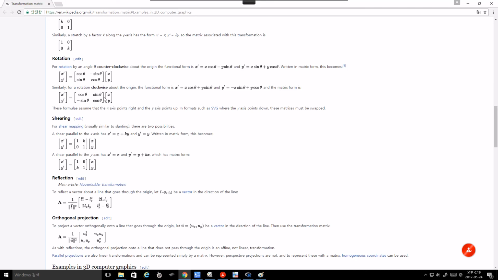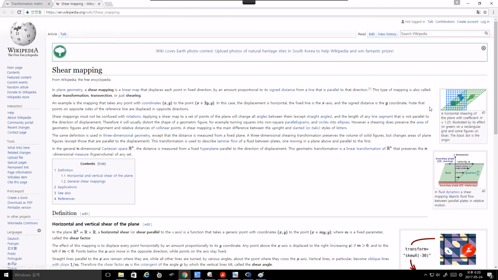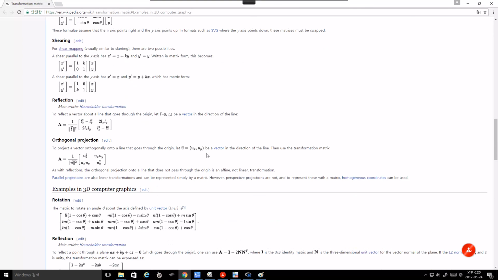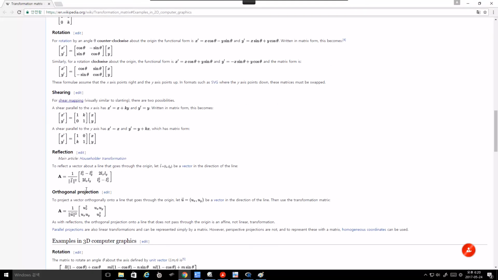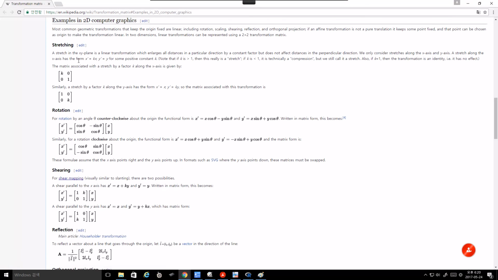Now shearing is like a slanting, visually slanting, and the matrix looks like this one. For more information, you can look up shear mapping. We also have reflection and orthogonal projection. Orthogonal projection and reflection are both important, but at this point you don't have to know them. But you need to know stretching, rotation, and shearing.